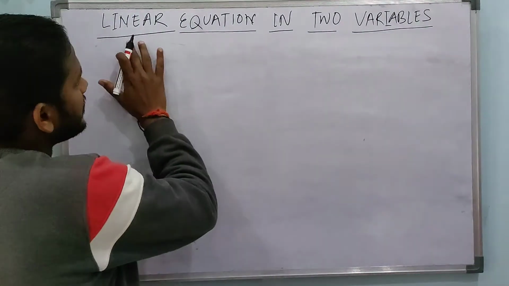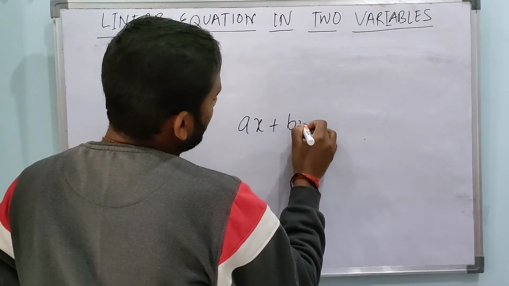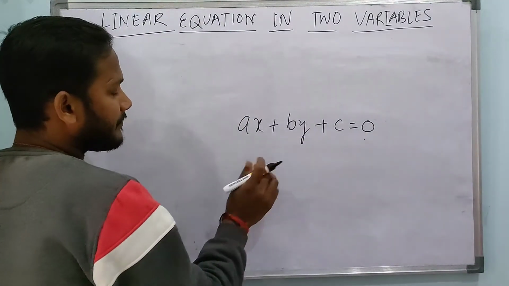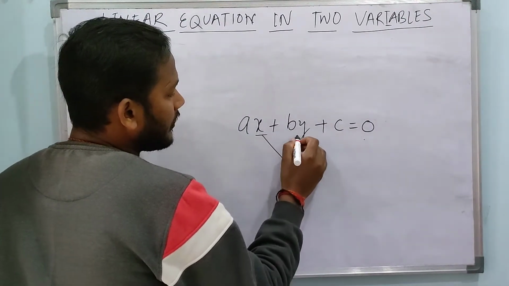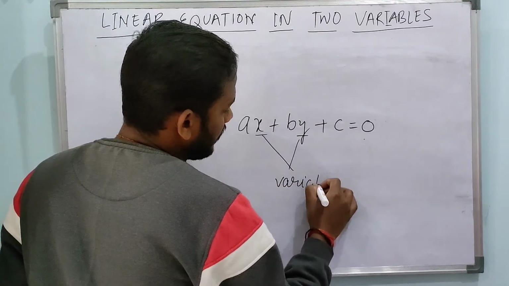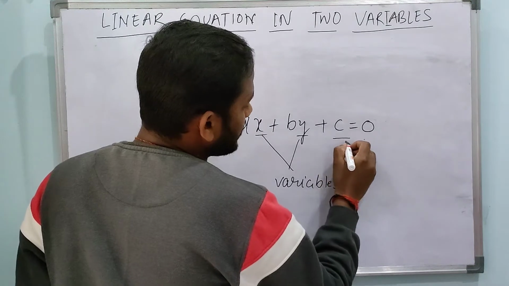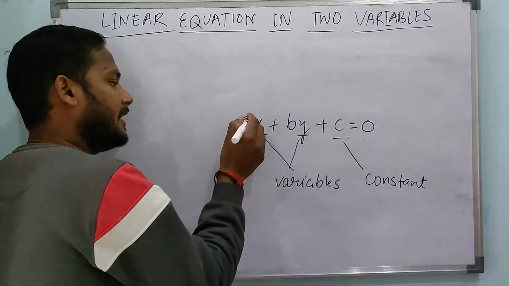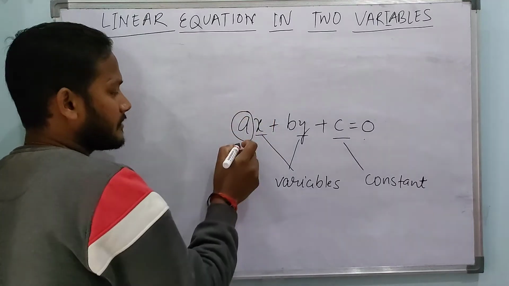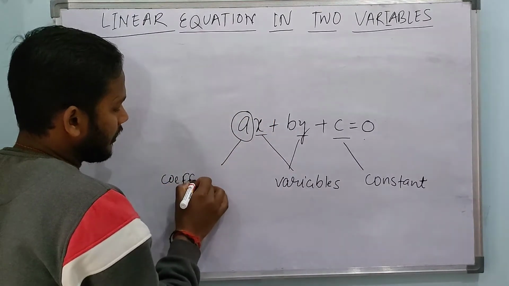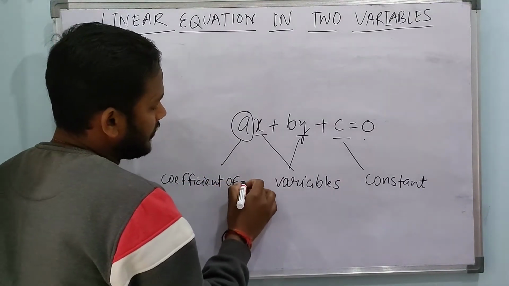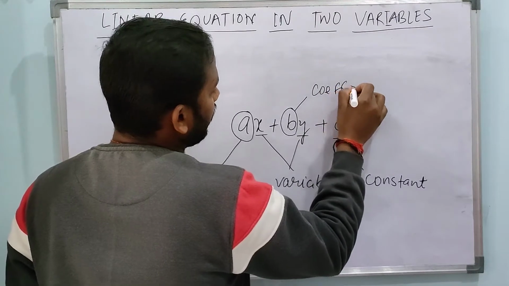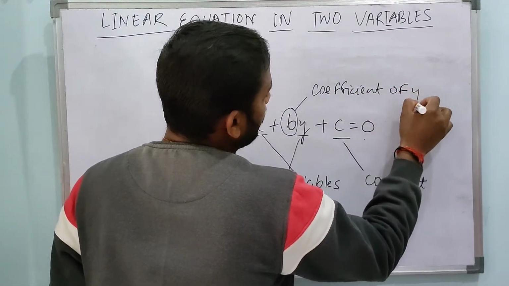If we write the general equation of a linear equation in two variables, we can write it as ax plus by plus c is equal to 0. x and y are two variables. c is known as the constant in this equation, a is known as the coefficient of x, and b is known as the coefficient of y.